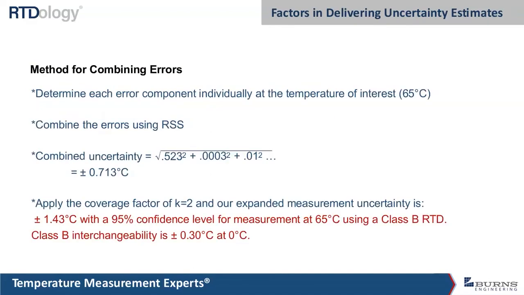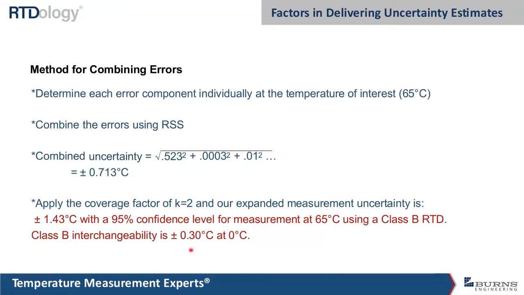Just a little example here, again, using 65 degrees C. And I made up some error sources. There was some stem conduction in there. There was repeatability. There was some vibration going on. And I came up with 0.713. And then if we go through and apply our coverage factor, we end up with plus or minus 1.43 degrees C. And that's at 65 degrees C using a Class B RTD.